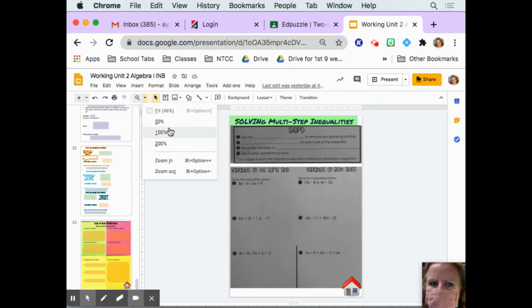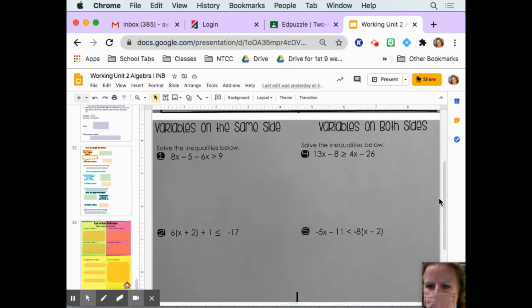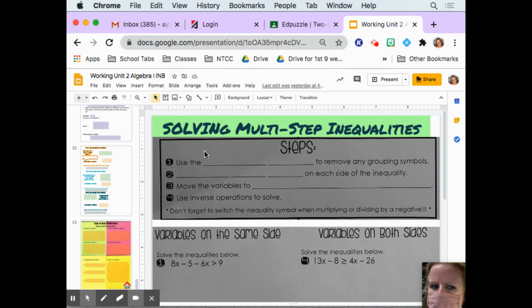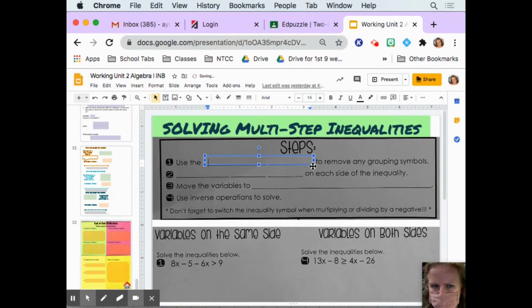Hey, we are on slide 27. So let's look at the top, and we are going to do some text boxes here. The steps for solving multi-step equations is the same as solving inequalities. So use the blank to remove any grouping symbols. Grouping symbols is like parentheses. How do we get rid of parentheses? What property do we use?